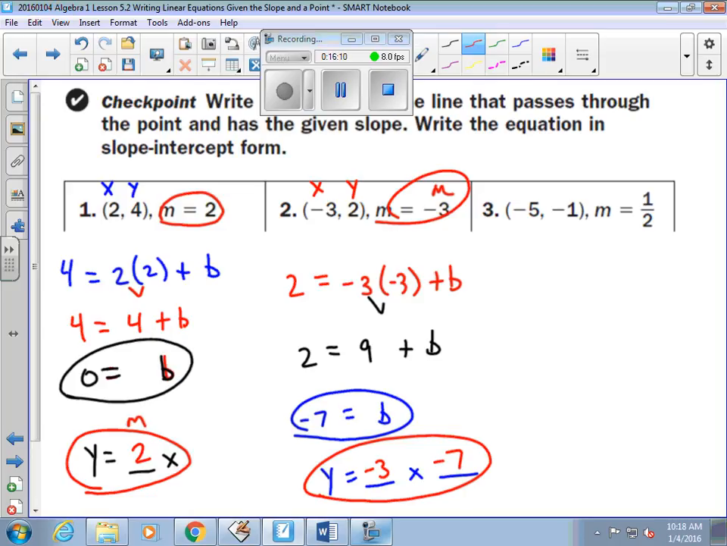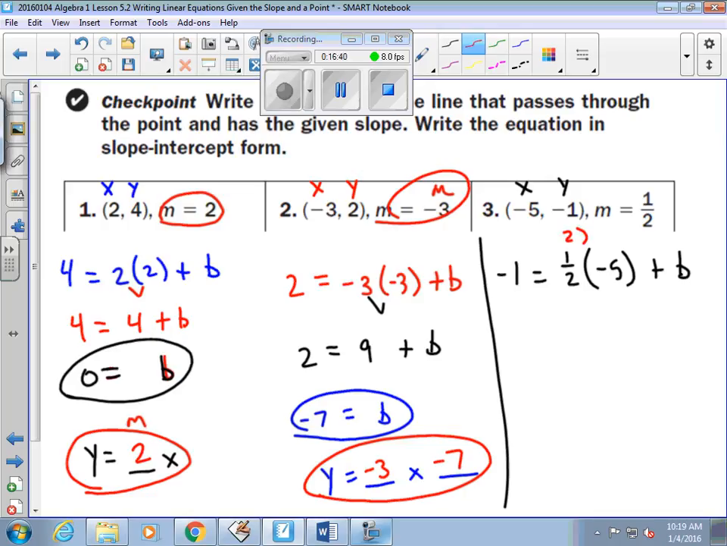Number 3 presents us with one of those instances where we have a fraction that we probably want to get rid of. So y equals mx plus b. Negative 1 equals m is 1/2 times x's value is negative 5 plus b. The reason that we want to get rid of 1/2 is because you can't take half of an odd number like negative 5. So it says divided by 2. If we multiply this and this by 2, it'll get rid of that fraction for us.